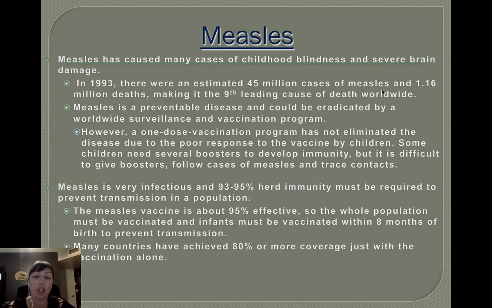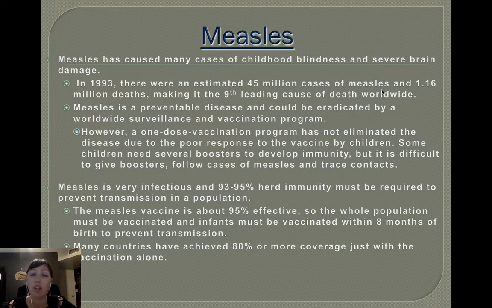So many countries have achieved 80% or more with just vaccination alone, but with the anti-vaccination movement that's been occurring, measles is starting to be a disease that's coming back, right? Because we need that 95% herd immunity. As people are not vaccinating their children, then herd immunity goes down. And that's the thing about herd immunity, is that especially with this type of disease where sometimes people need multiple boosters to retain immunity, you don't necessarily know if you need a booster.